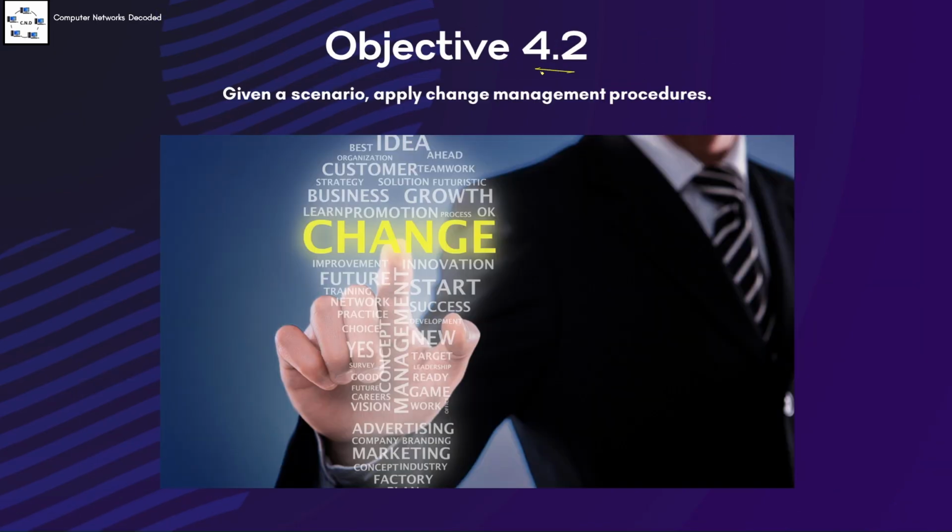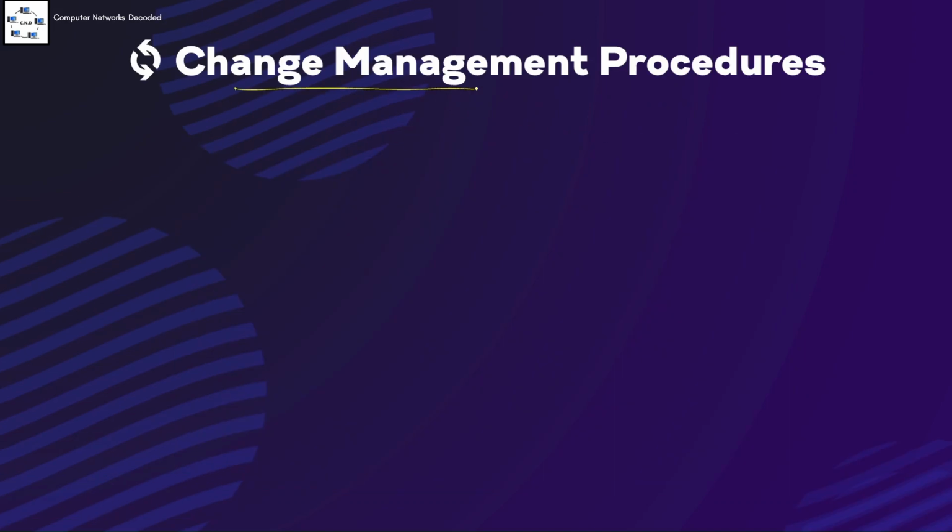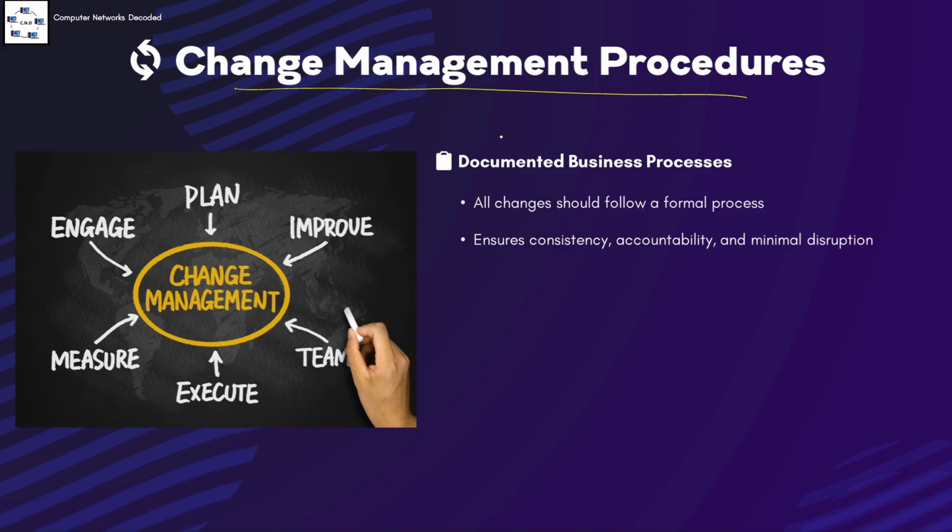So our objective 4.2 is: given a scenario, apply change management procedures. So what are change management procedures? The change management procedure is basically to document different business processes, and this includes that all changes inside organization systems, that may be hardware or software, should follow a formal process. If this documented business process is followed, it ensures consistency, accountability, and minimal disruption to these business processes.